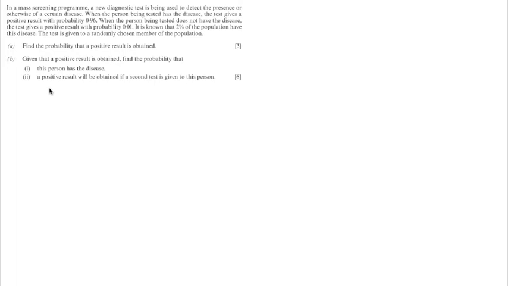In a mass screening program, a new diagnostic test is being used to detect the presence or otherwise of a certain disease. When the person being tested has the disease, the test gives a positive result with probability 0.96. When the person being tested does not have the disease, the test gives a positive result with a probability of 0.01. It is known that 2% of the population have the disease. The test is given to a randomly chosen member of the population. We want to find the probability that a positive result is obtained.